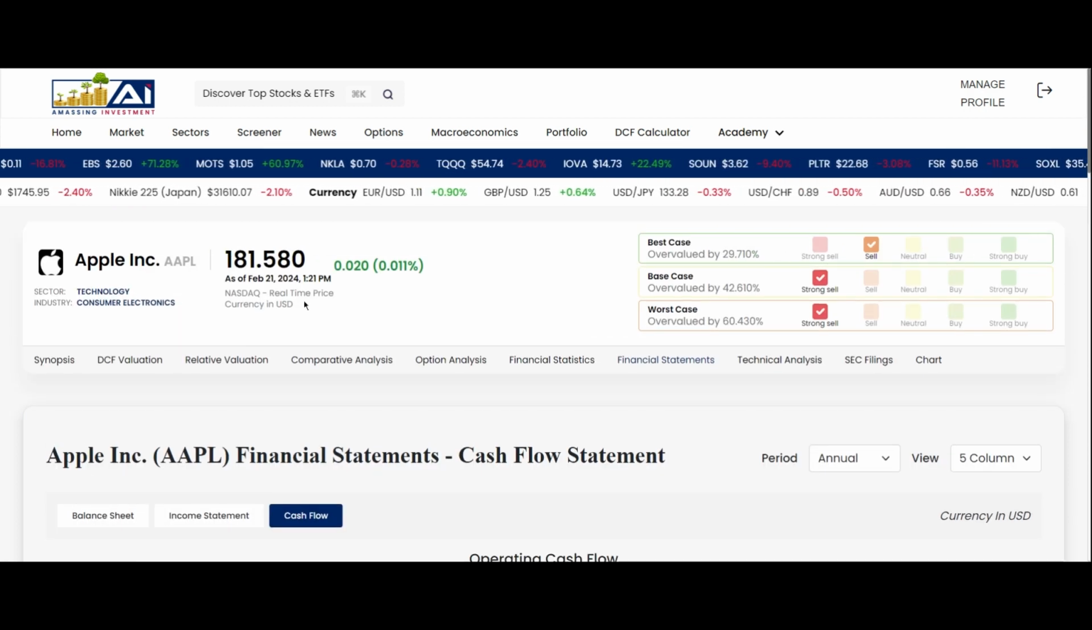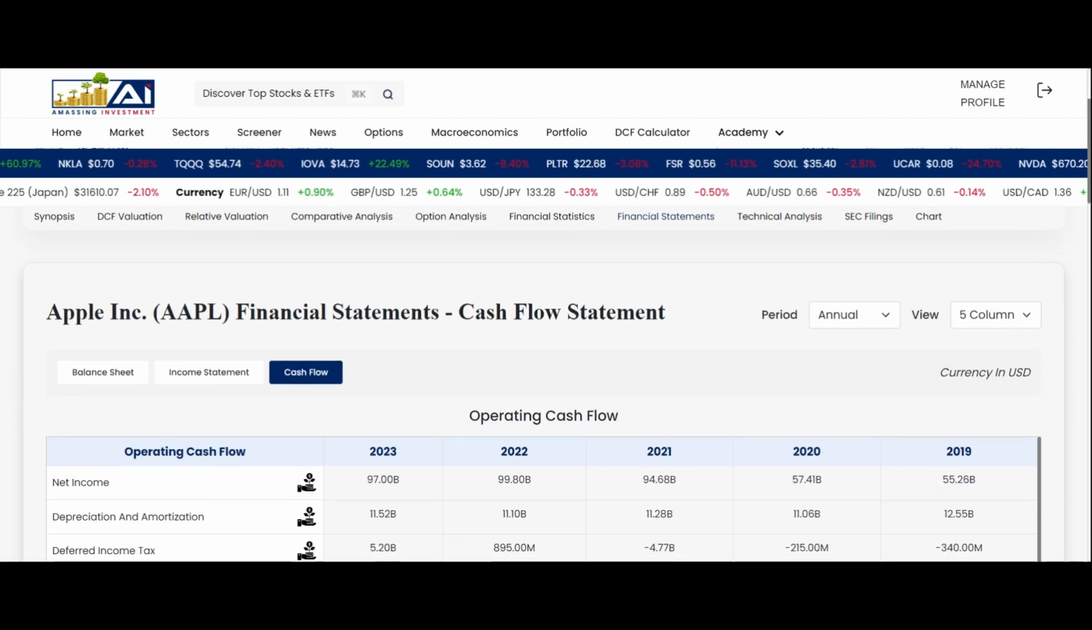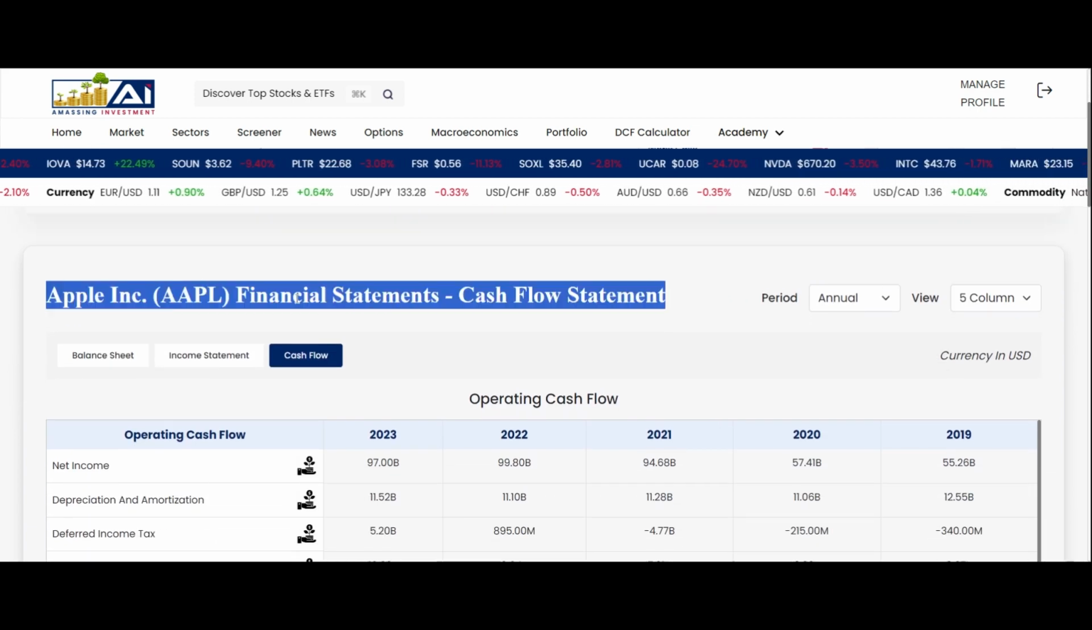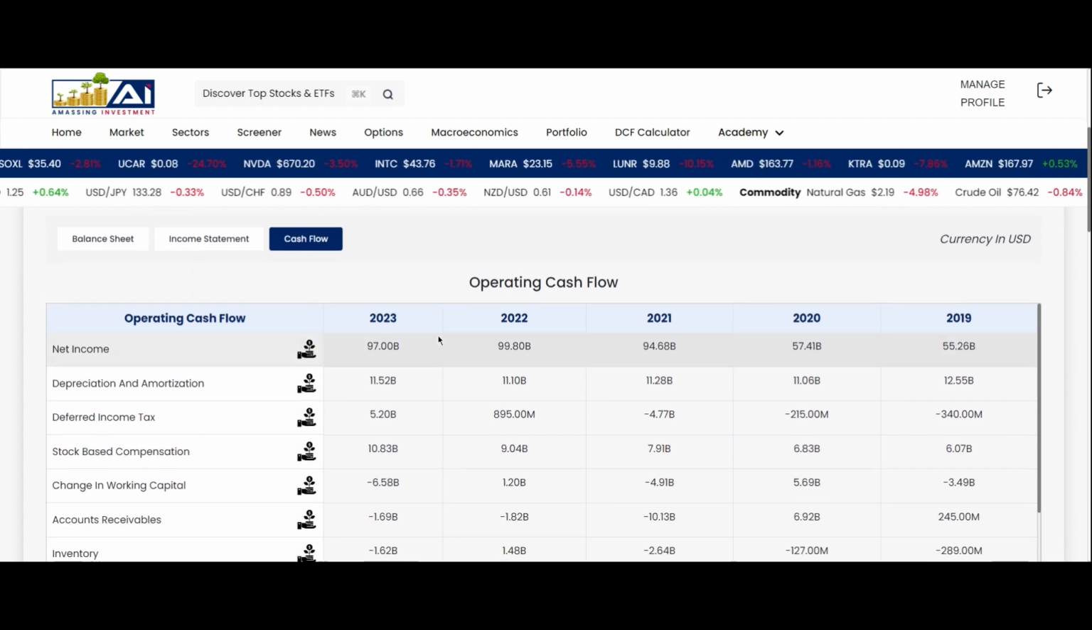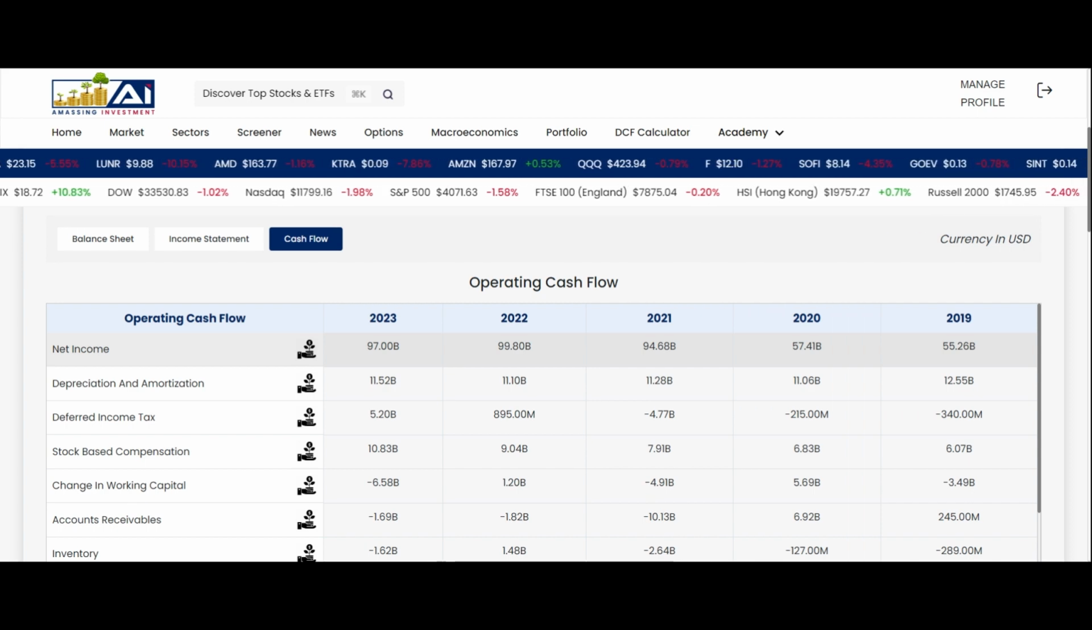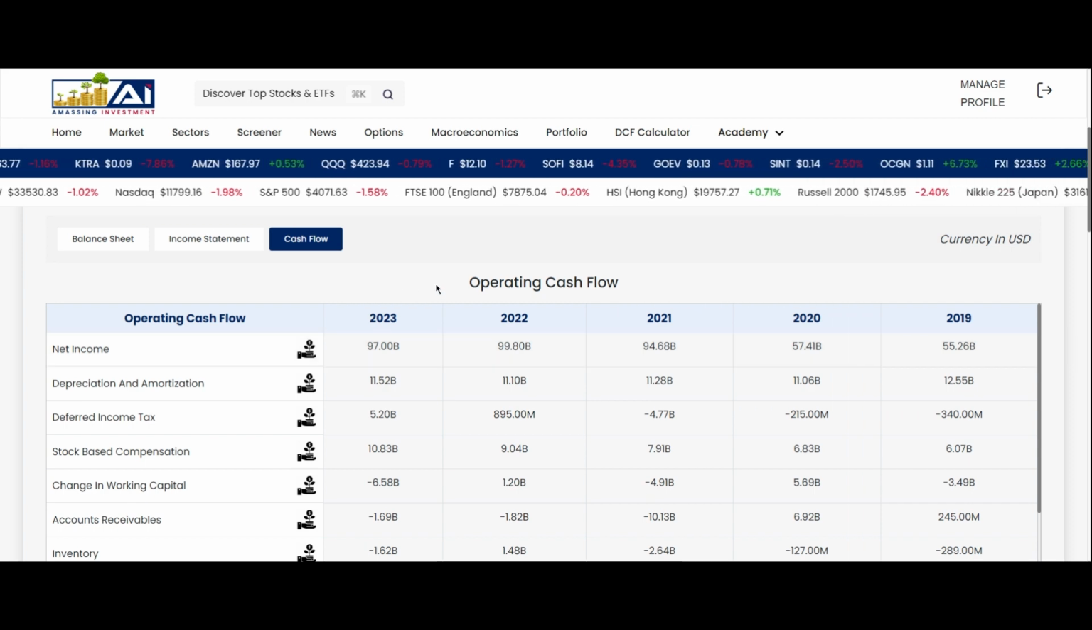As we conclude our journey through Apple's financial statements, we arrive at a critical component that offers a dynamic view of the company's financial health: the cash flow statement. Unlike the income statement and balance sheet, the cash flow statement unveils the actual inflows and outflows of cash, providing a clear picture of how Apple's operations, investments, and financing activities collectively shape its cash position.